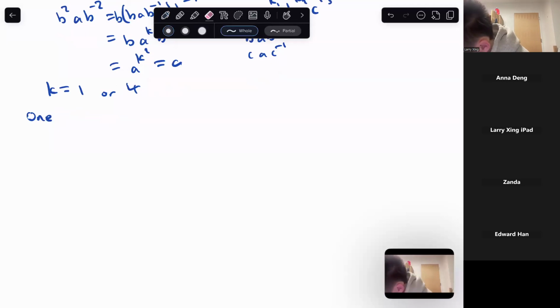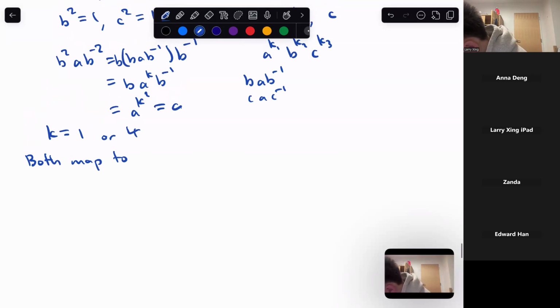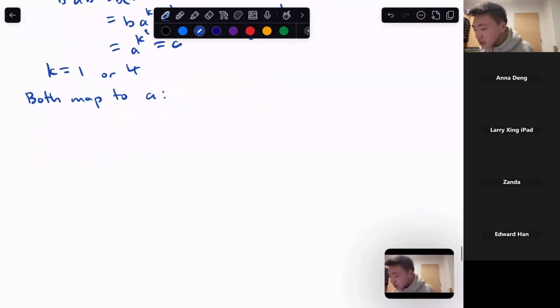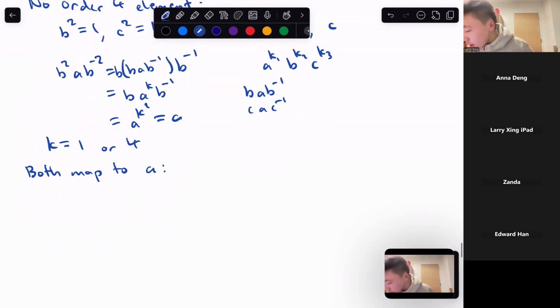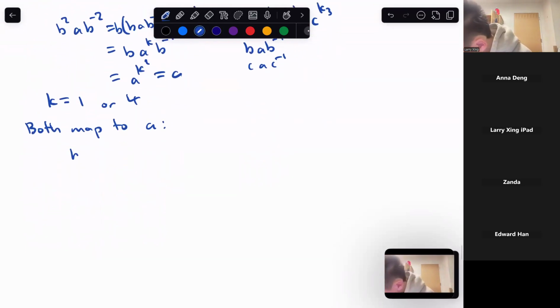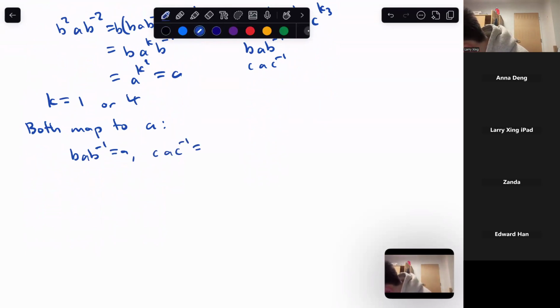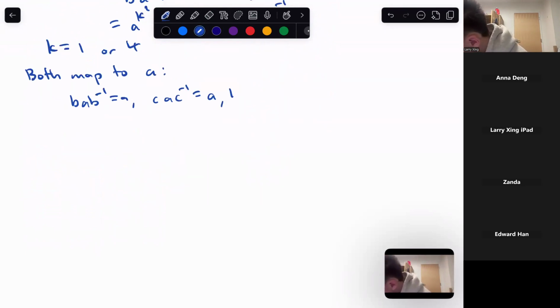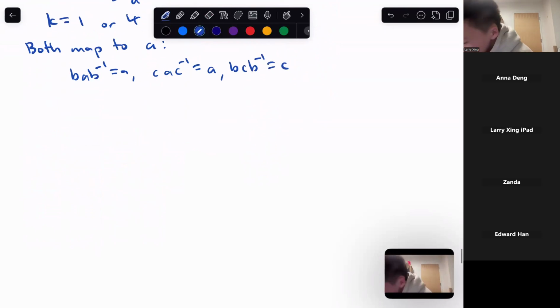So our first case is both map to a. And in this case, it's quite obvious that since BA, b to the negative 1 equals a, and CA, c to the negative 1 equals a, we also know that BC, b to the negative 1 equals c. So from this, we know that multiplication is commutative.